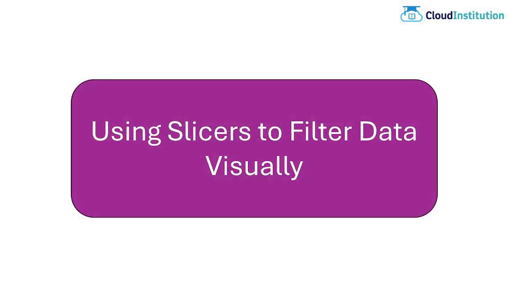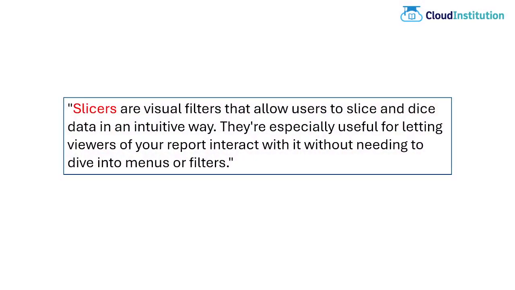And next we are going to look at slicers and how we can filter data visually. Slicers are visual filters that allow users to slice and dice data in an intuitive way. They are especially useful for letting viewers of your report interact with the report without needing to dive into menus or filters. Slicers may feel very complicated, but they are not. They are very useful and we'll see how to do it.